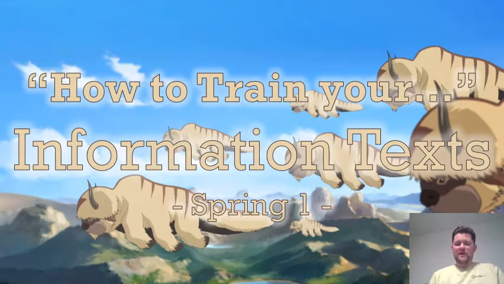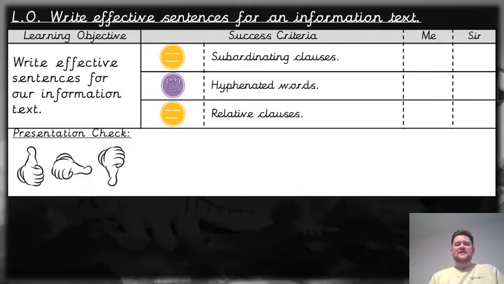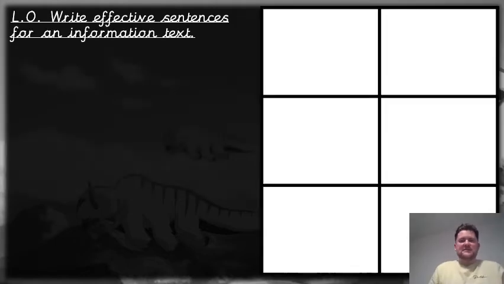Hello everyone, welcome to lesson 5 of our information text unit. Today we're going to be carrying on writing effective sentences for our information text. We're going to start off by using subordinating clauses. We're going to use some hyphenated words and some relative clauses in our writing today. So let's make a start.